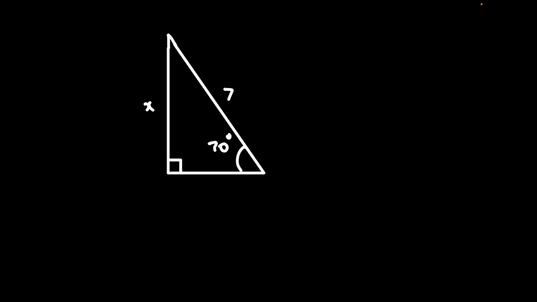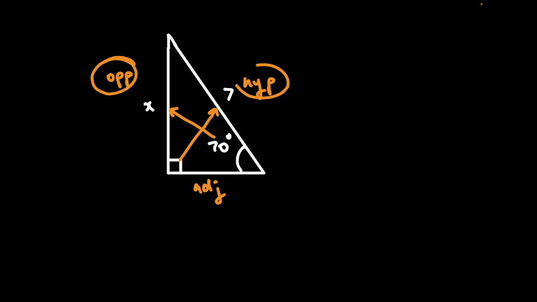Well, to work it out, we have the same steps again. Identify what the sides are called. This side with x is called your opposite. The side opposite the 90 degrees is called your hypotenuse. And the final side is your adjacent side. So to work this out, we have the opposite, hypotenuse, and the angle. That would be sine once again. So the sine of 70 degrees is equal to x divided by 7.